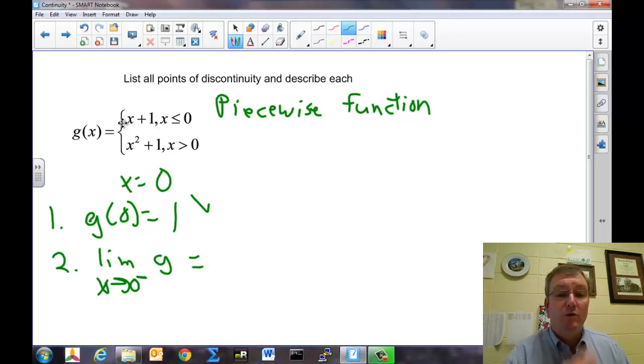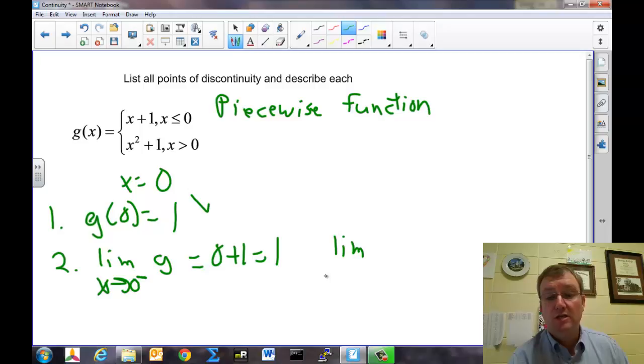And remember what we've talked about when we're trying to evaluate a limit. Our first thing to do is plug in the number and see what we get out. So if we plug 0 in, we get 0 plus 1, 1. So from the left side, the limit is 1. Now we need to also look at it from the right side. So we'll take the limit as x approaches 0 from the right. Now which rule will we use here? From the right is numbers bigger than 0, so we'll use the second rule.